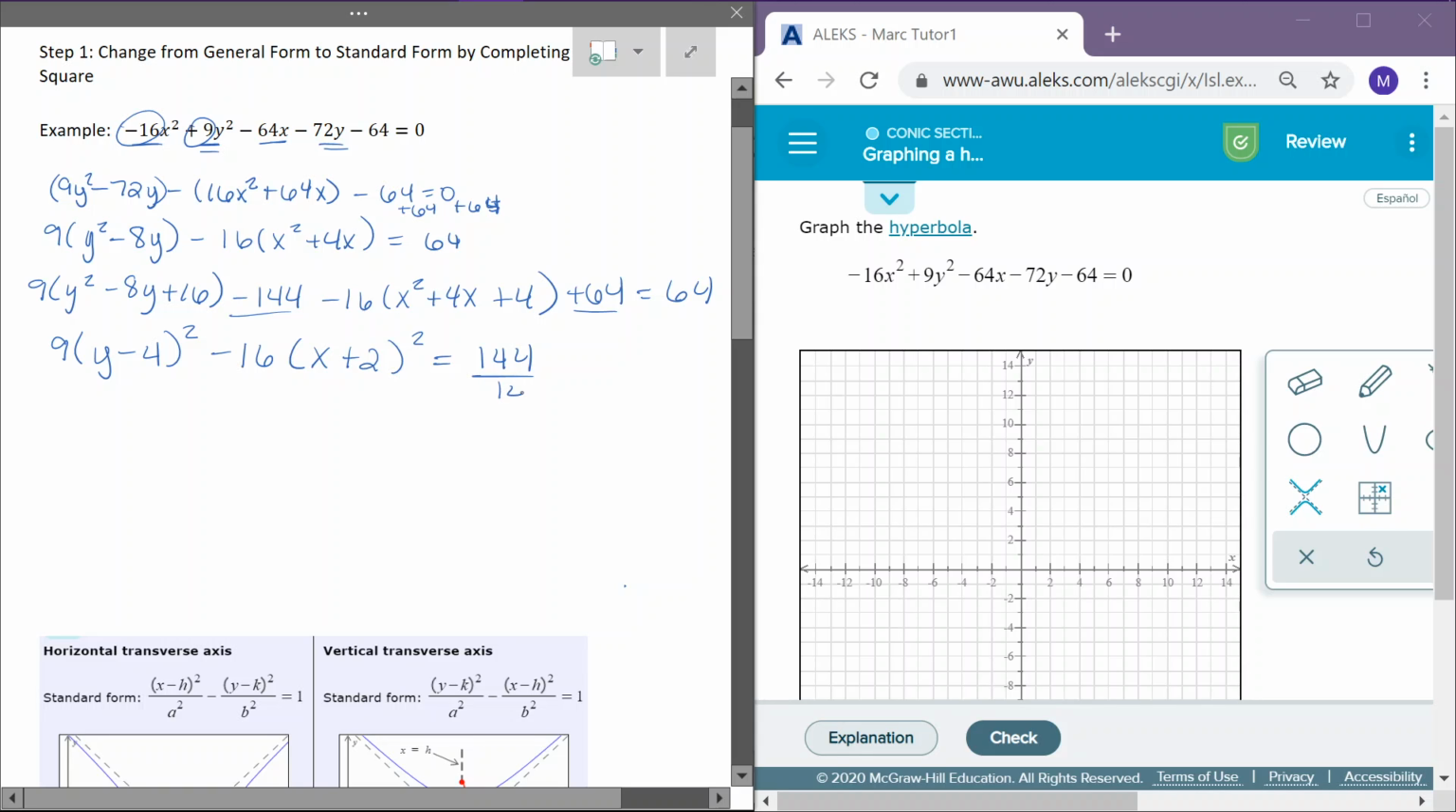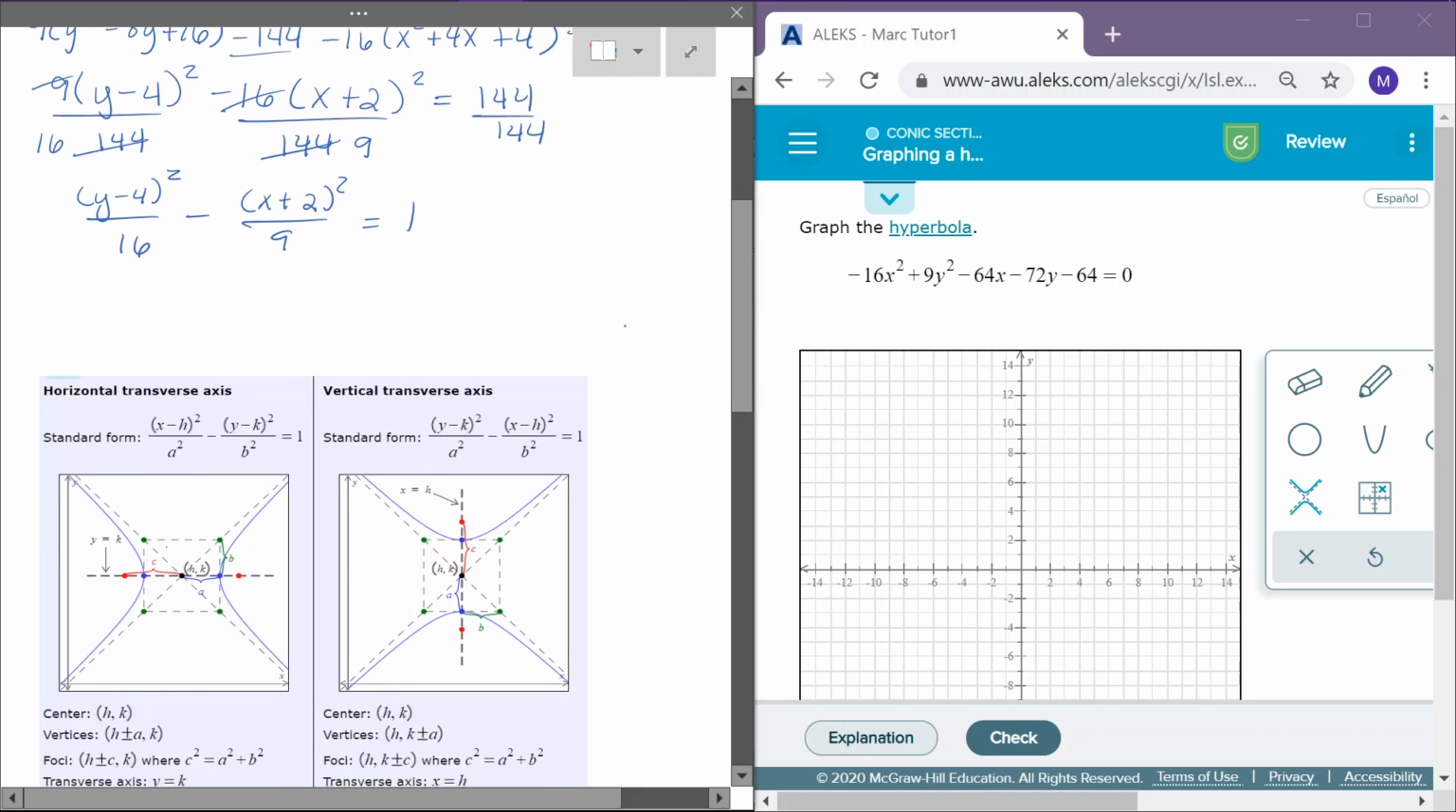So now divide by 144 because hyperbolas need one side to equal 1. So here I get 9 over 144. This cancels and I get 16. So I get y minus 4 squared over 16 minus, this 16 and this 144 become 9. So I get x plus 2 squared over 9 equals 1. So now I'm in standard form.